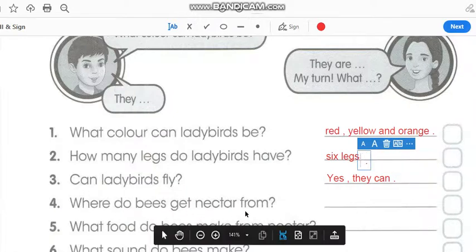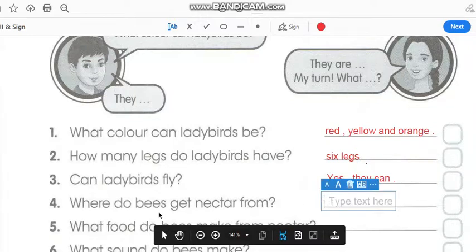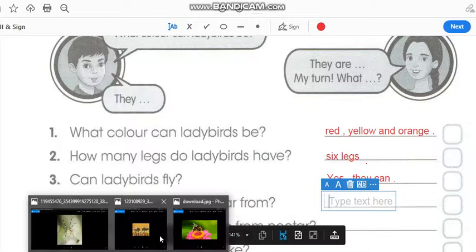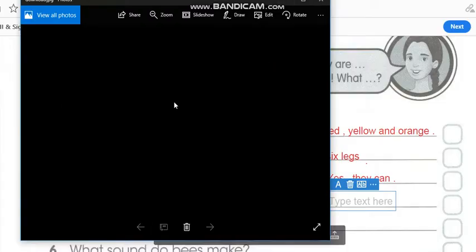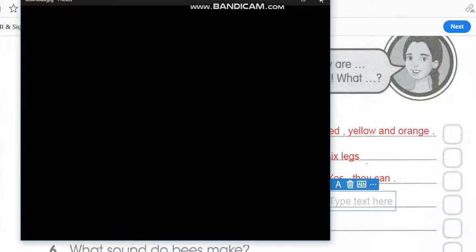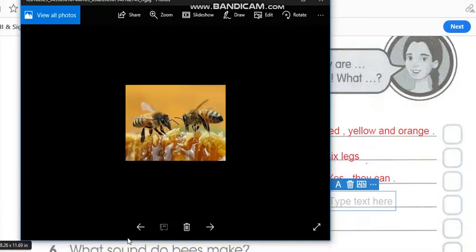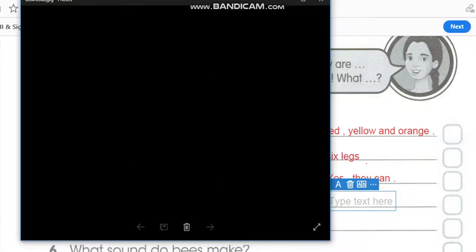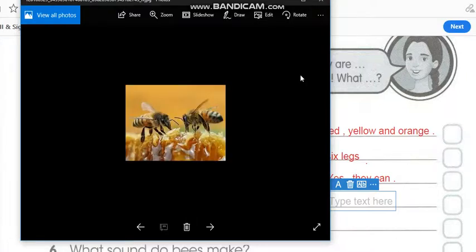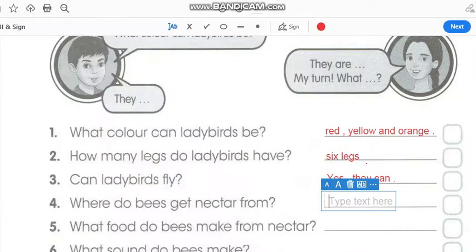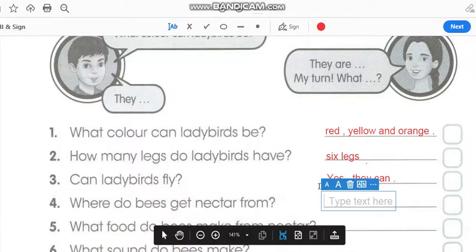Where do bees get nectar from? Okay, look at this photo. Sorry, it didn't open. They get nectar from flowers. That's right, flowers. So they get nectar from flowers. Nectar is the sweet liquid that they get from flowers.